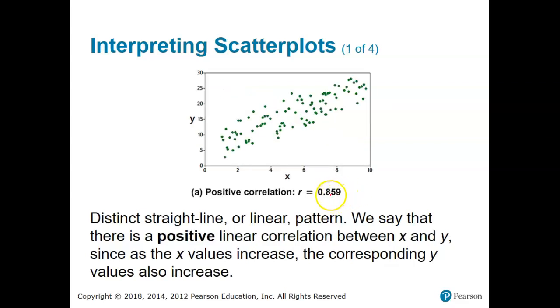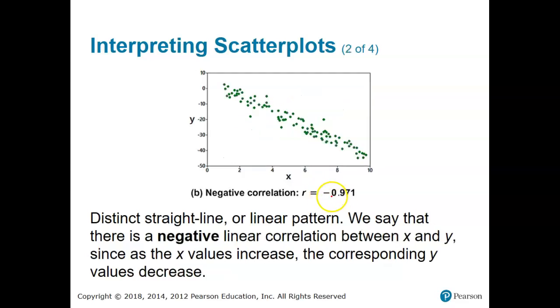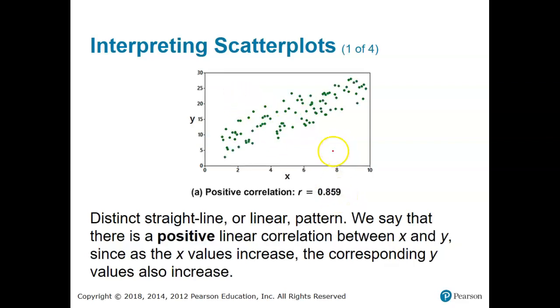If you notice here, we're basically going to be looking at the absolute value of these. So if I look at the absolute value of this one compared to this one, that absolute value is closer to 1 here. So you can see this is a tighter line, whereas here this is a little bit more spread out.